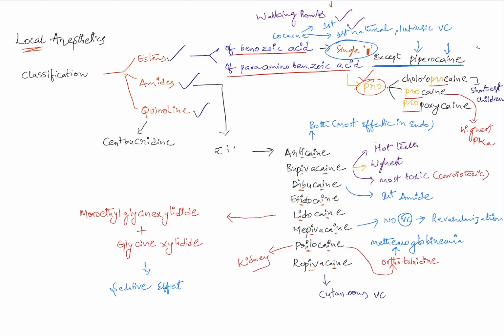Now I'm going to the classification of amides. The easy way of identifying an amide is that almost all the amides will have two I's in them. You can see the examples: articaine, bupivacaine, dibucaine, lidocaine, prilocaine. All these have two I's. So the easy way of identifying the amide is that amides will have two I's in them. We are done with the basic classification.